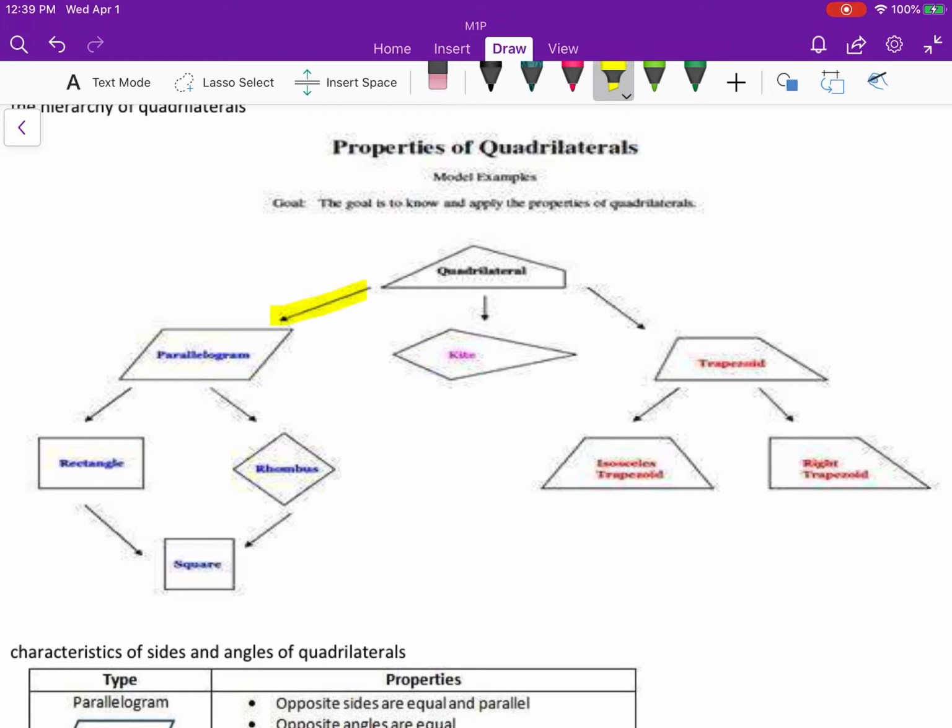Okay, you see this first category here goes out to a parallelogram. Then the parallelogram can be both a rectangle and a rhombus, which then both go down to a square. The quadrilateral going down here, the kite is kind of its own separate category. And then the last category is the trapezoid, where it goes to the right trapezoid or the isosceles trapezoid.